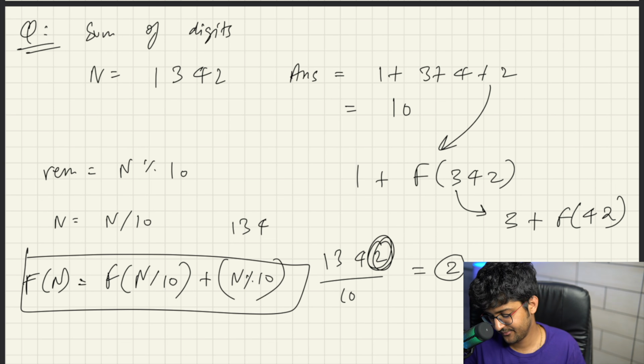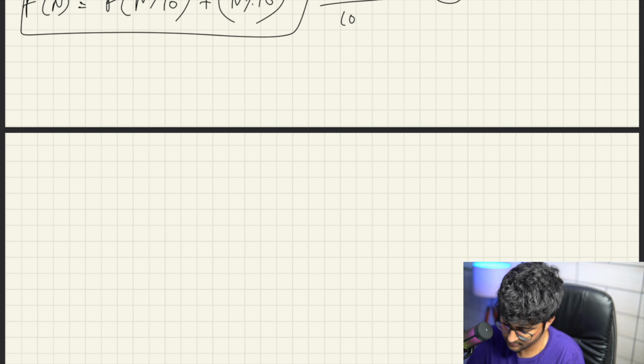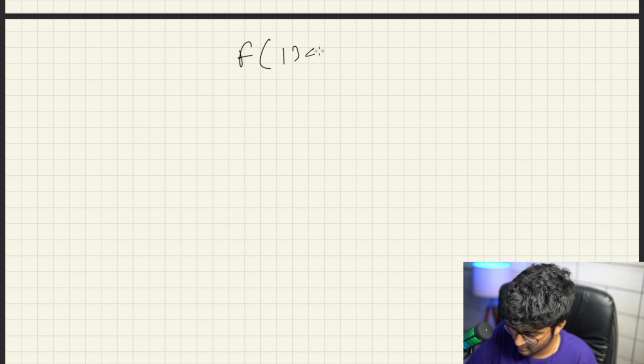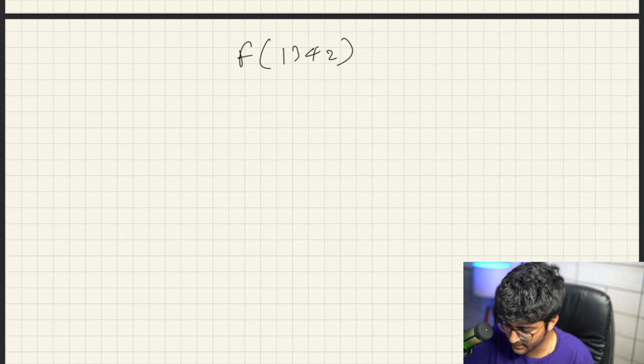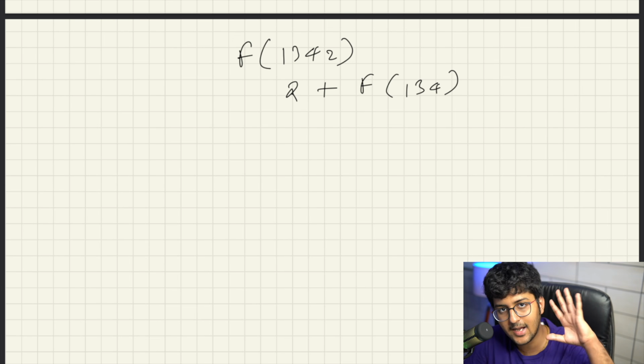That is it. If you want to build a tree for this, you can do it. So basically the idea is going to be that for 1342, what is the sum of 1342? It's going to be the remainder 2 plus whatever the sum is of 134. The 2 is going to say, give me the answer of 1 plus 3 plus 4, I will wait.